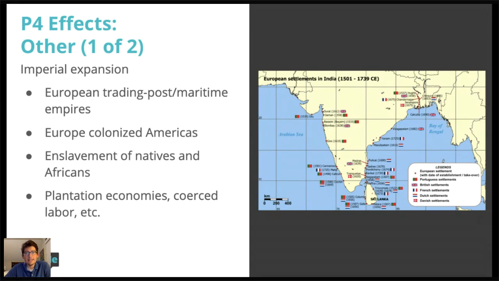Now, man, that's a lot in time periods 3 and 4. So let's think about what has changed across these time periods and what has stayed the same. This is kind of a comparison of what is different and what stays the same.